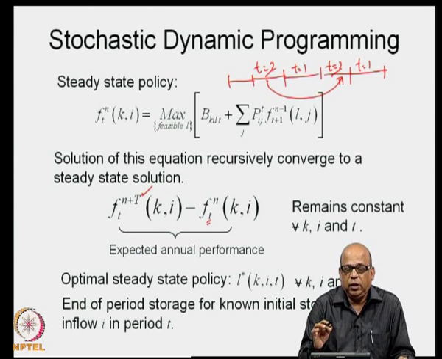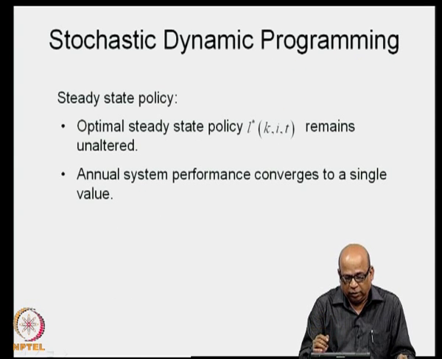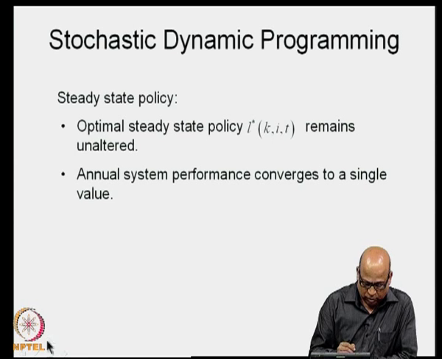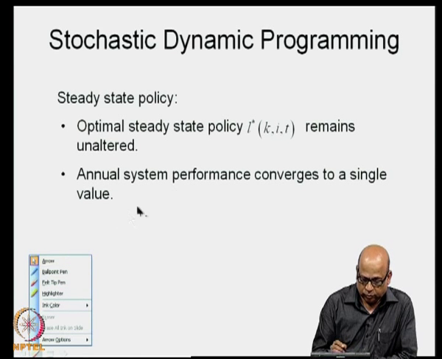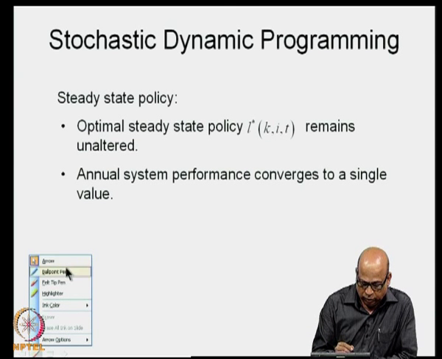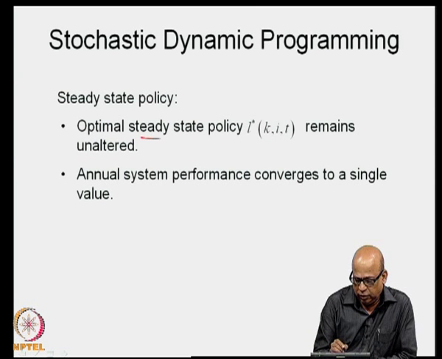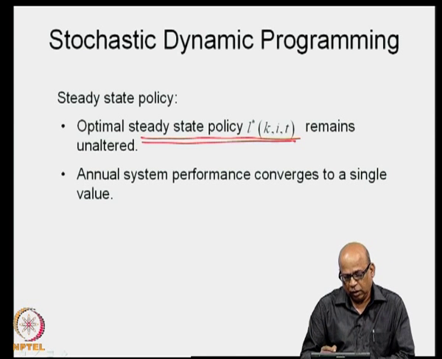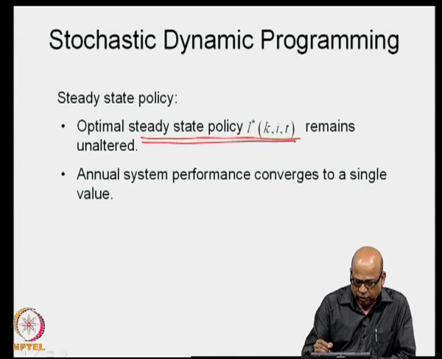So, the policy is defined by L for a given k comma I, and this policy we denote as L star k comma I for a time period t. So, this in fact is the steady state policy, that is for a given k comma I in time period t, we define what should be L star.